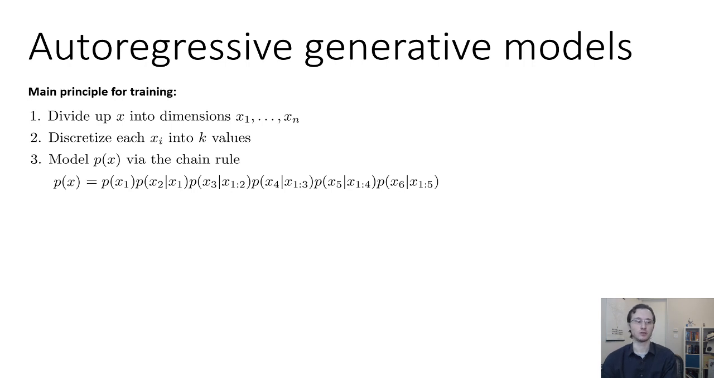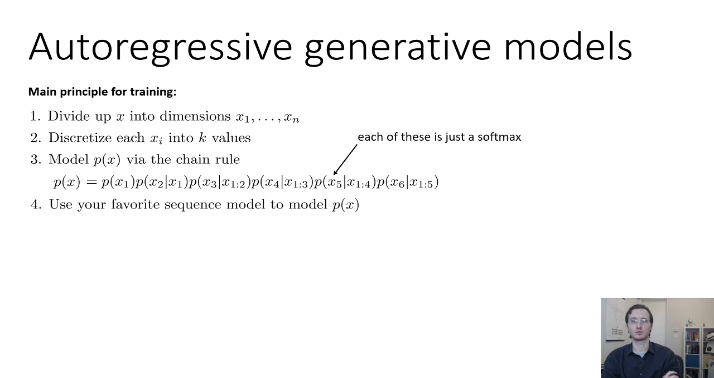So when we use the chain rule like this, every dimension depends on all previous dimensions. And that dependency on all previous dimensions is captured by an RNN or by a transformer with masked self-attention. And then the actual distribution over each dimension is just a softmax over the k possible values that it could take on. And then step 4, use your favorite sequence model to actually model this p of x. It could be an RNN, an LSTM, a stacked LSTM, a bidirectional LSTM, a transformer with masked self-attention, whatever you want.